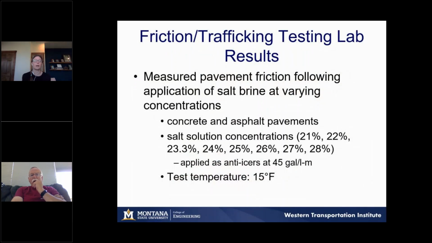The second part of the lab testing involved looking at pavement friction, or what we call the trafficking test. The goal was to measure pavement friction following the application of salt brine at varying concentrations. This was done on both concrete and asphalt pavements at the full range of the salt solutions also used in the beaker test, so 21 to 28%. The salt brines were applied as anti-icers, directly to the pavement at about 45 gallons per lane mile. And this test was done at 15 degrees Fahrenheit.